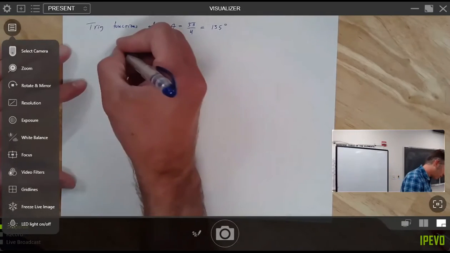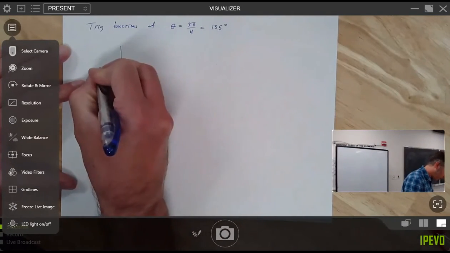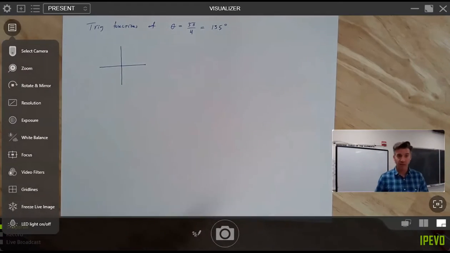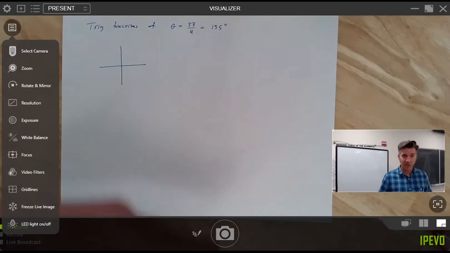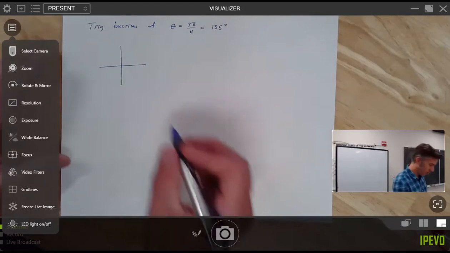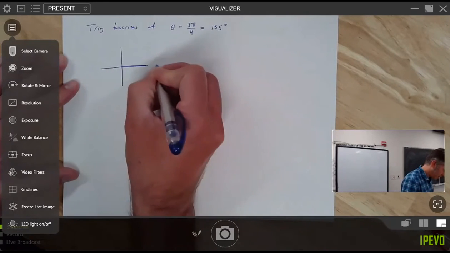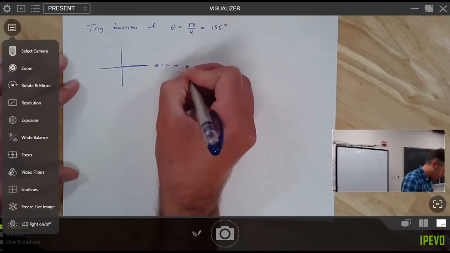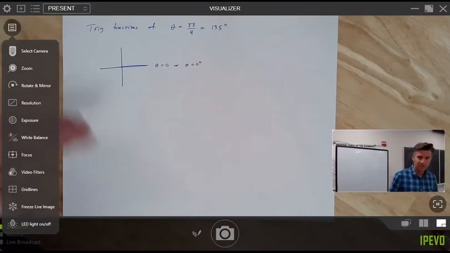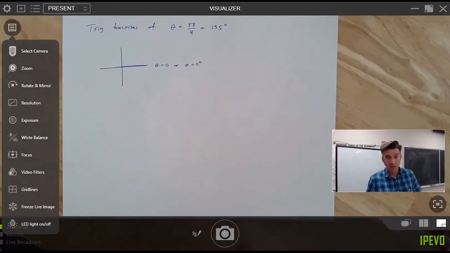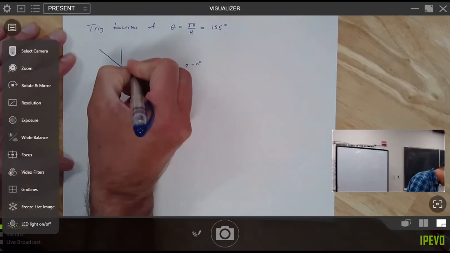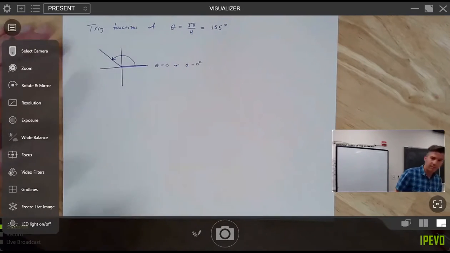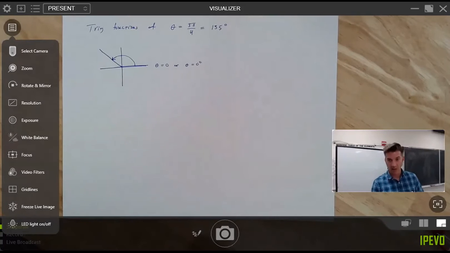So here's what we're going to do. We're going to draw this 135-degree angle, this 3 pi over 4 radian angle, in the usual way, where we start with 0 being the positive x-axis. So over here, this is theta equals 0 or theta equals 0 degrees, depending if you're using radians or degrees. And then we're just going to measure 135 degrees counterclockwise. So we're going to go like that. That's a 135-degree angle approximately.